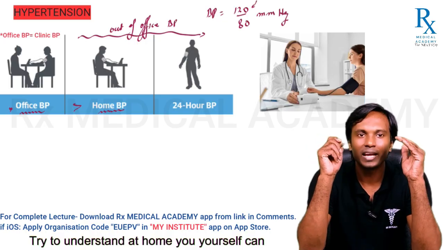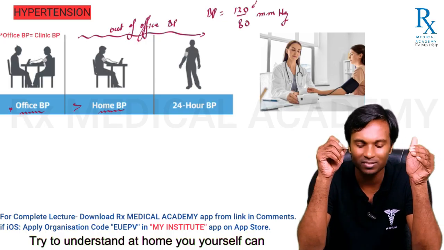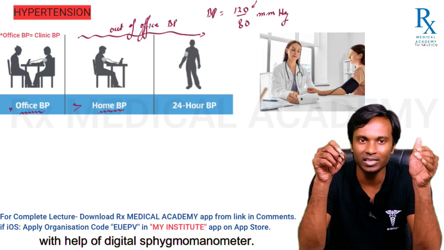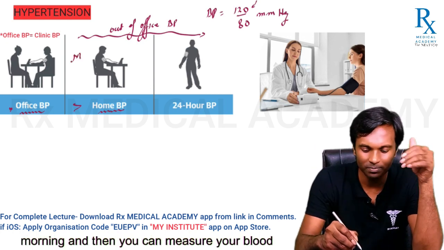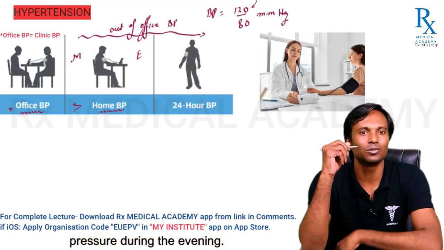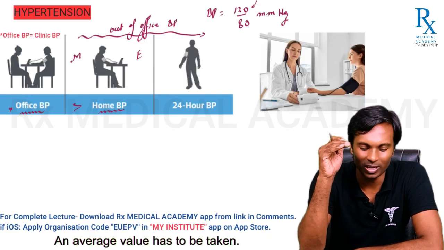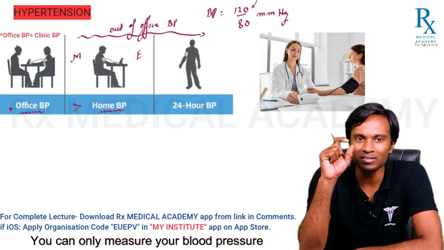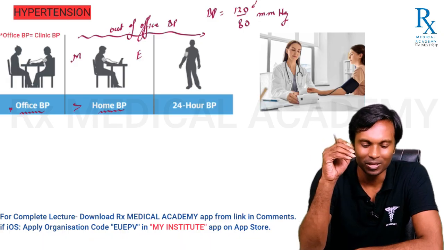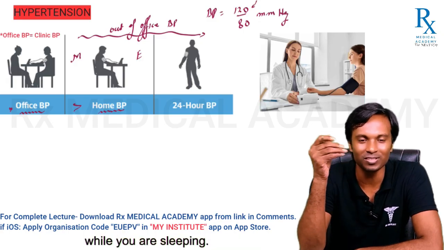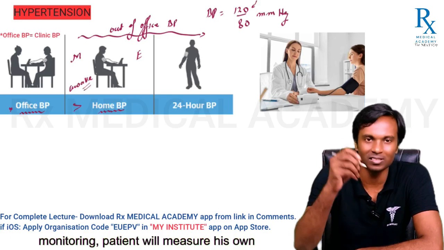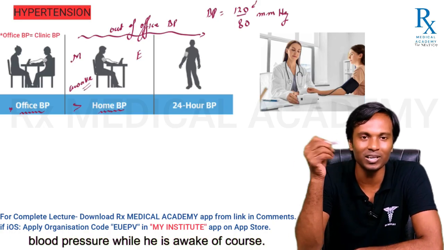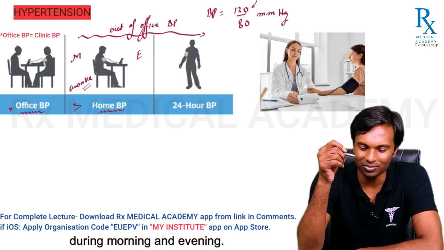Try to understand, at home you yourself can measure your blood pressure with the help of a digital sphygmomanometer. First you can measure blood pressure during morning and then you can measure your blood pressure during the evening. An average value has to be taken. You can only measure your blood pressure when you are awake. You cannot measure your blood pressure while you are sleeping. So in case of home blood pressure monitoring, the patient will measure his own blood pressure while he is awake, of course, during morning and evening.